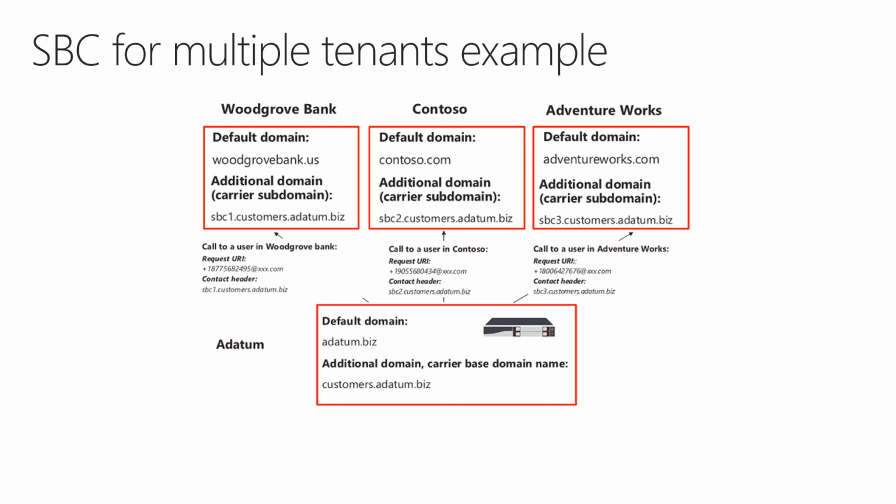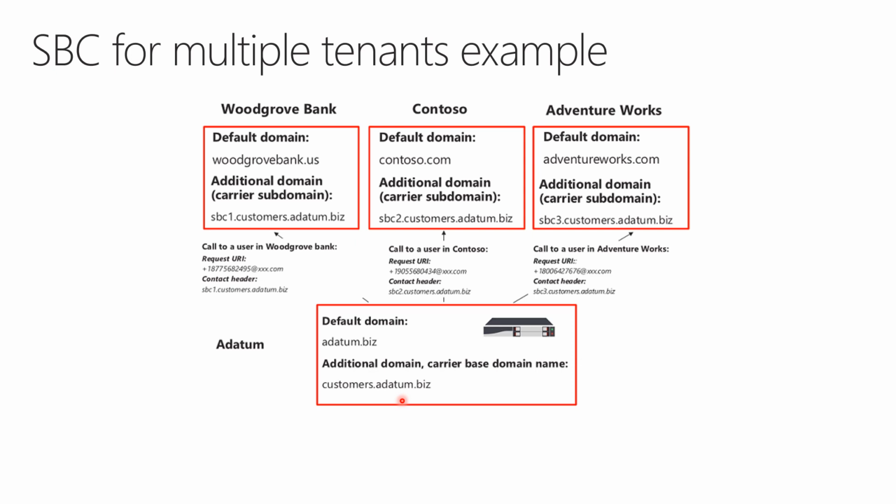Let's look at an example for a partner hosting an SBC for multiple customers. We have here Adatum. Adatum has an SBC. Adatum wants to use this SBC with 3 different customers: Woodgrove Bank, Contoso, and AdventureWorks. The default domain of Adatum is adatum.biz. They now register an additional domain called customers.adatum.biz. This will be used to provision the customers with access to the SBC.